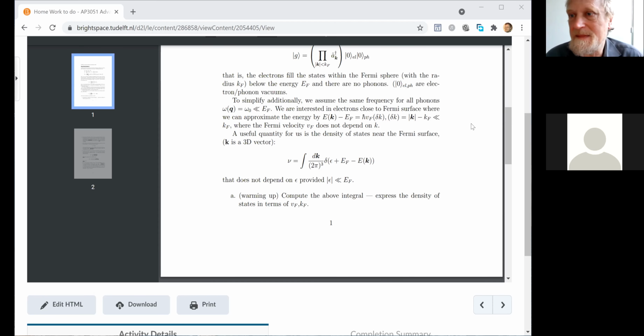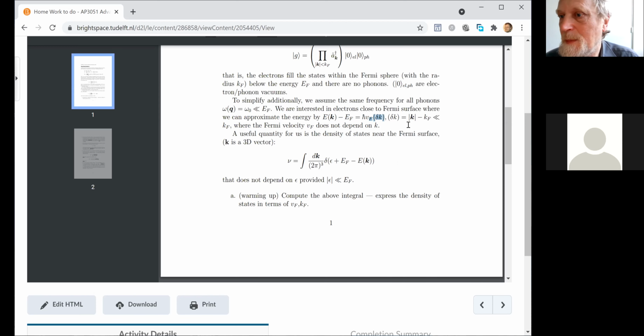Well, such things happen even with very clever people. Anyway, we assume the Einstein model: all phonons have the same frequency. Good. In addition, we are interested in electrons which are close to the Fermi surface. Close to the Fermi surface, we can approximate this energy by the following form. The difference of energy from the Fermi energy, of course, should disappear if k equals kF. So this difference is a velocity, a constant, times delta k.